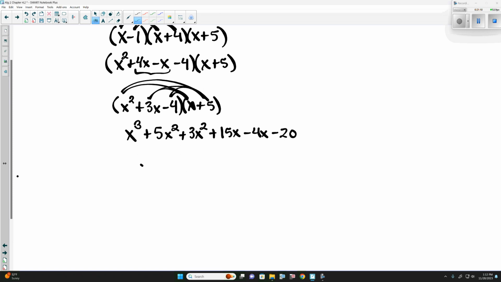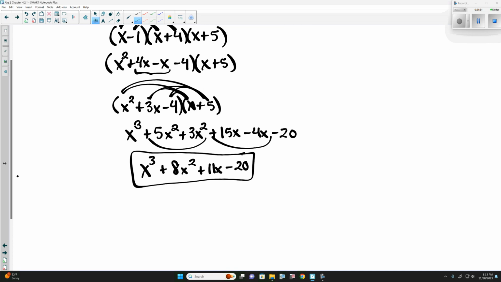Last thing we need to do is combine like terms. X cubed doesn't have any like terms, but we do have 5x squared plus 3x squared, which is positive 8x squared. Positive 15x minus 4x is plus 11x, and then we have our minus 20. And that's it. 11x.